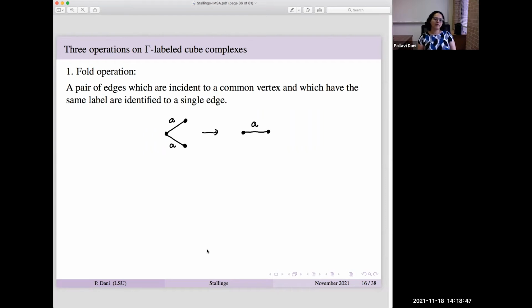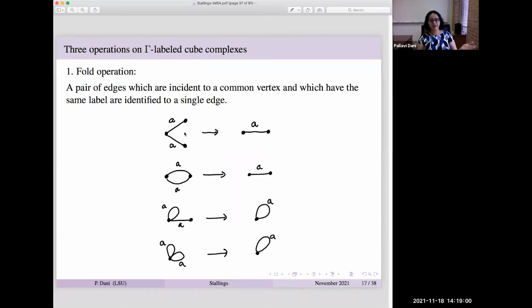And so foldings. Again, if you have two edges with the same label, this time you don't have orientations, but you just collapse the edges. Now there's a subtlety that I glossed over a little bit when I was talking about free groups. The picture could be more complicated than just that one type of fold. They could have two vertices in common, in which case you just collapse.